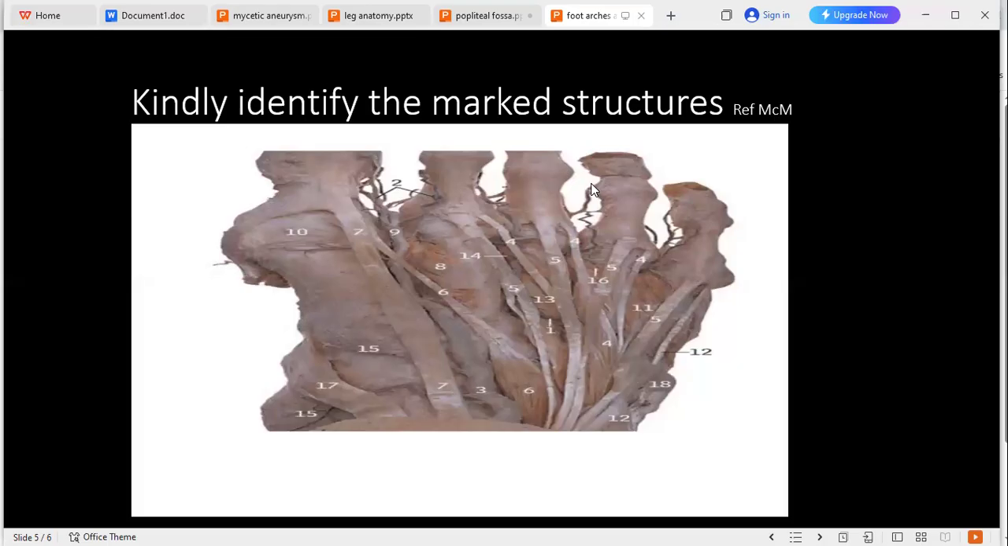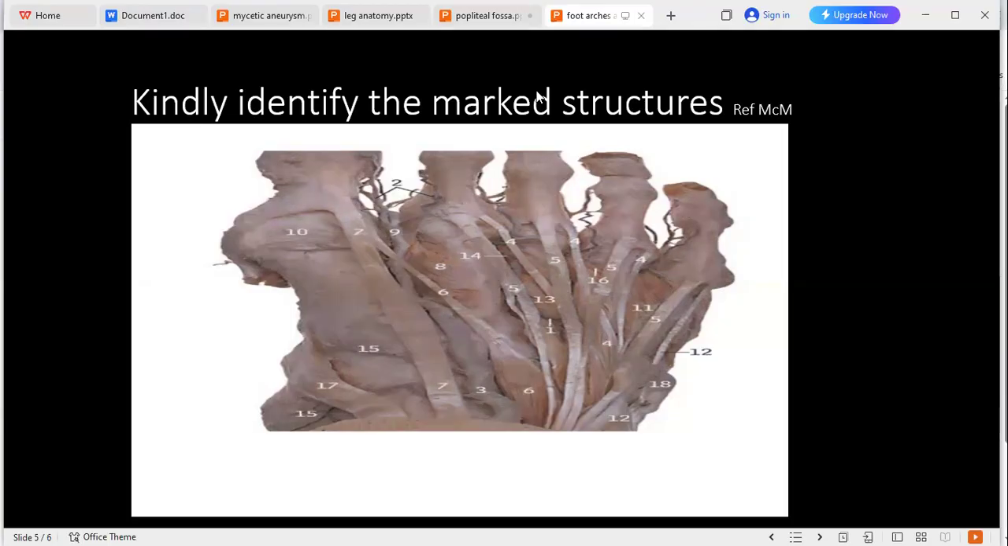Arteria dorsalis pedis, please tell me it's a branch of which vessel, how it enters the foot and how it supplies the foot. Dorsalis pedis is a branch of anterior tibial artery. And the posterior tibial is a branch of popliteal artery and enters the foot posterior to the medial malleolus.